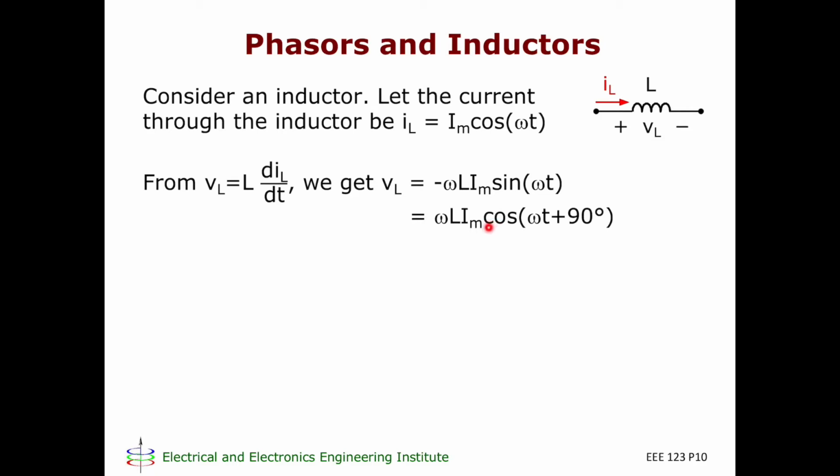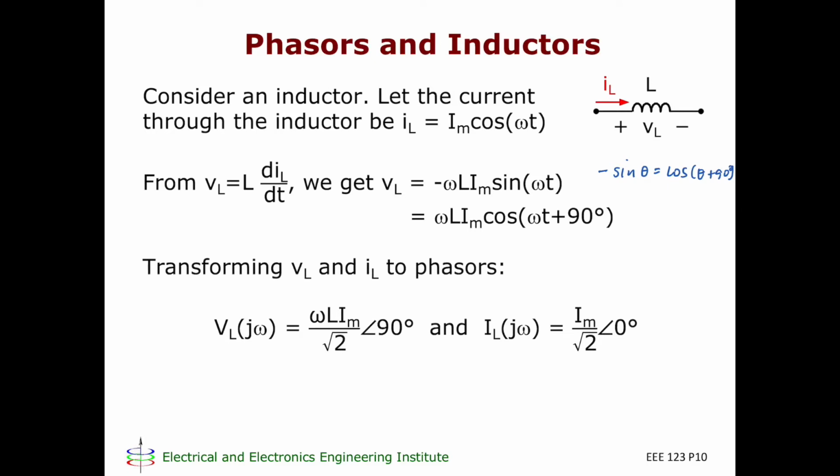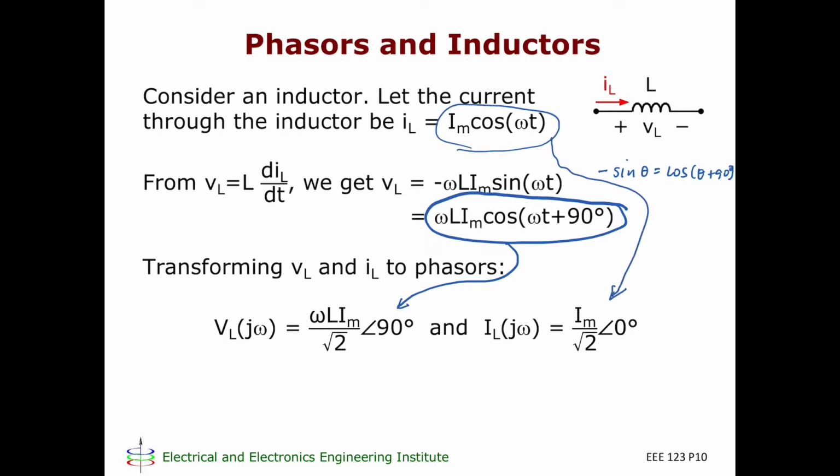What I want to do is convert this to a cosine function because my phasor transformation is based on the cosine function. And I simply use the identity minus sine theta is equal to cosine of theta plus 90 degrees. If I transform V sub L and I sub L to phasors, this is going to be transformed into this, and this is this.